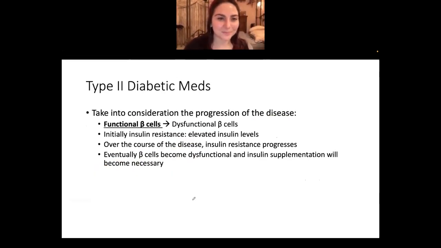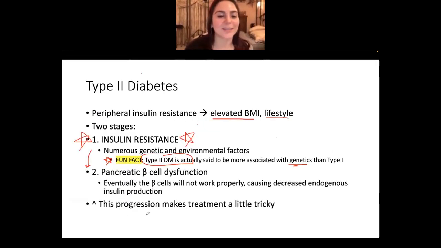All right. The other thing I wanted to mention is this progression from turning up the speakers to blowing the speakers out entirely. It does make treatment a little tricky because, like I said, you could give a type 2 diabetic insulin, and you're like, why are you giving a type 2 diabetic insulin? That doesn't make any sense.